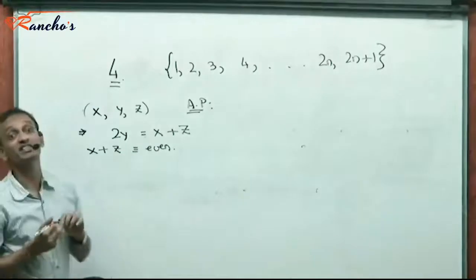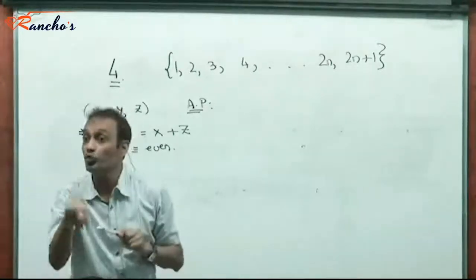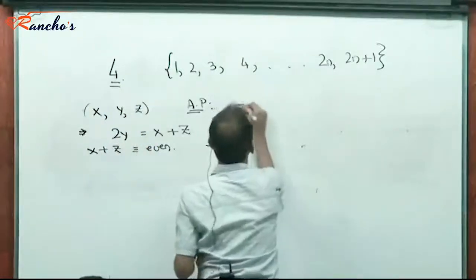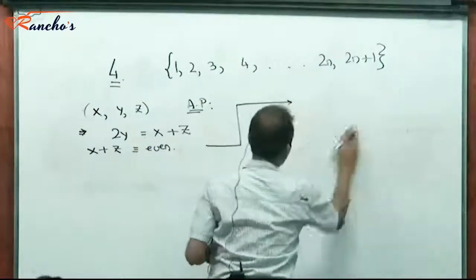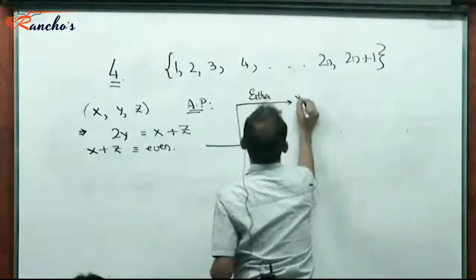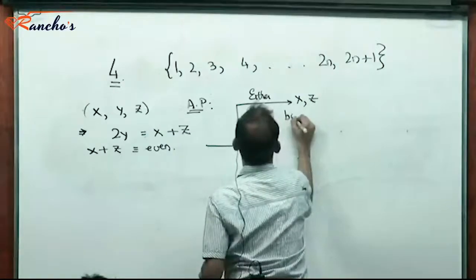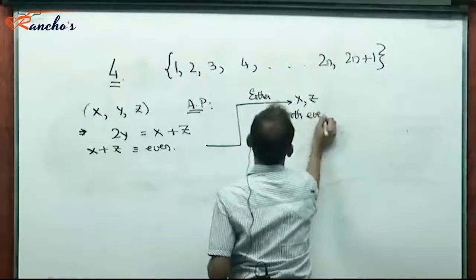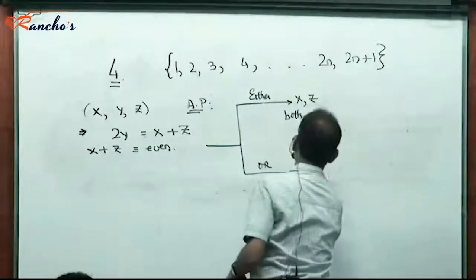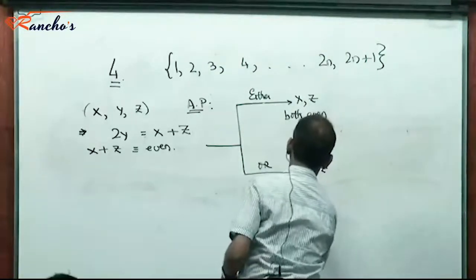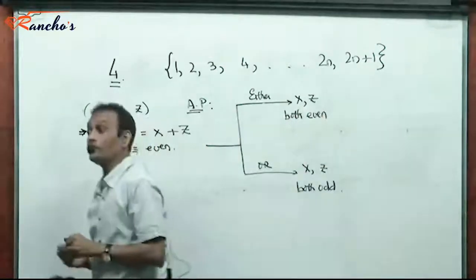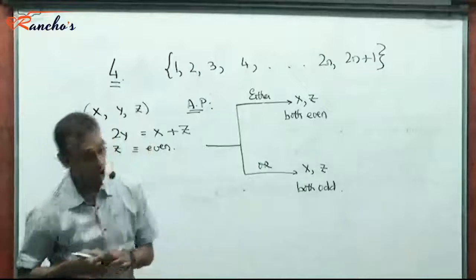Now, in order that x and z add up to an even number, either both must be even or both must be odd. So this then boils down to two cases. Either x, z both even, or x, z both odd.